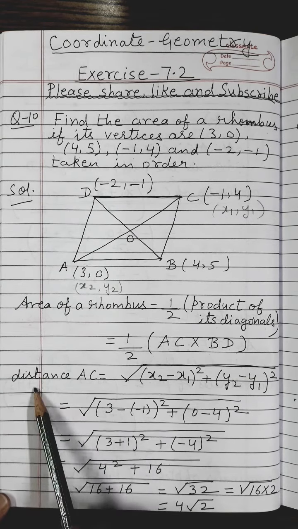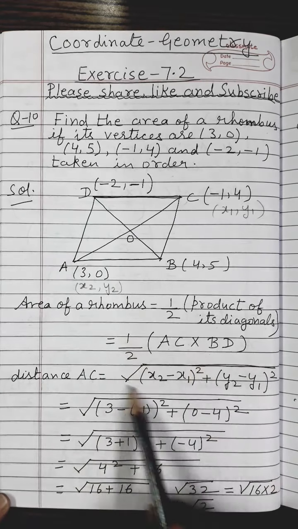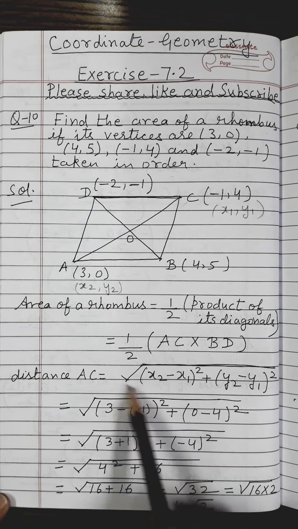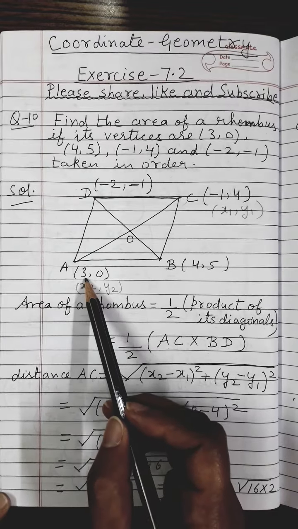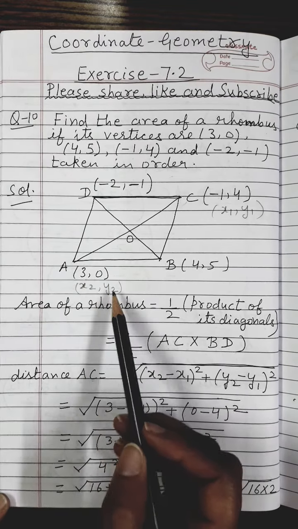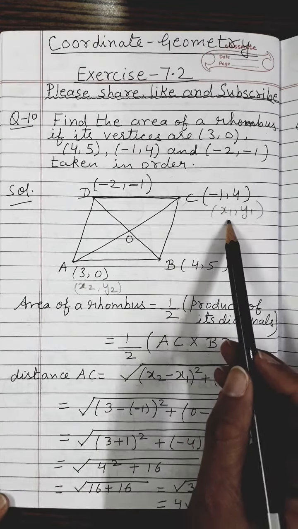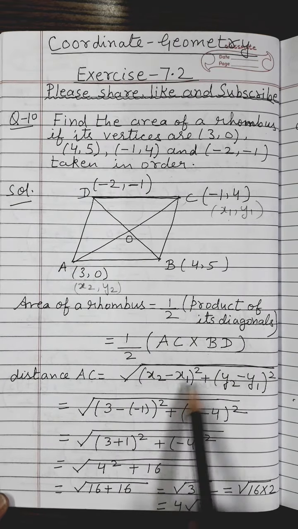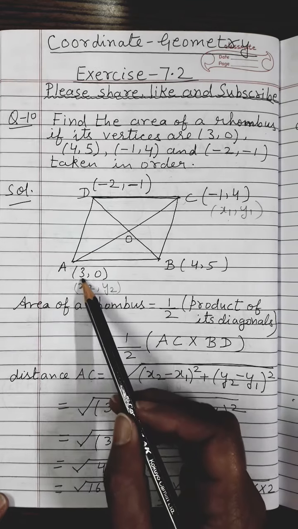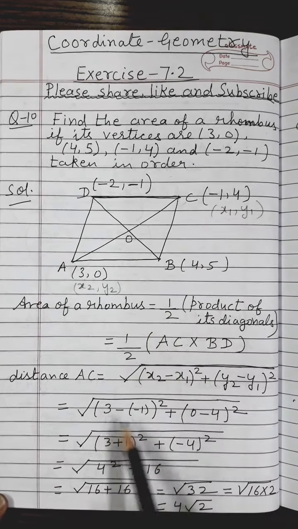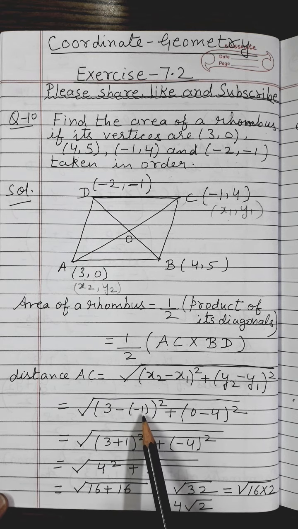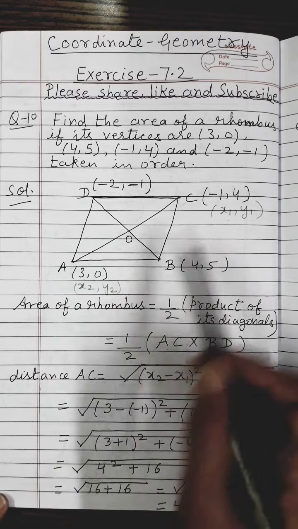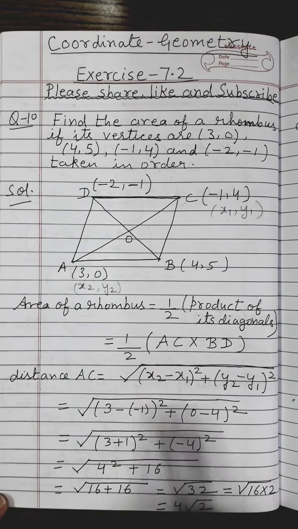Now to find the diagonal distances AC and BD, we will make use of the distance formula which you are already familiar with. If I find the distance AC, this is your distance formula: square root of (x2 minus x1) whole square plus (y2 minus y1) whole square. Now (3, 0) I take as x2, y2 and (-1, 4) I take as x1, y1. So for diagonal AC I use the formula: (x2 minus x1) whole square will give you (3 minus -1) whole square, plus (y2 minus y1) whole square, (0 minus 4) whole square, and this is under the square root.